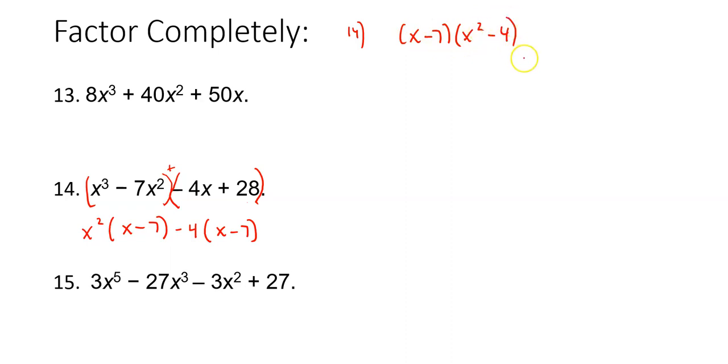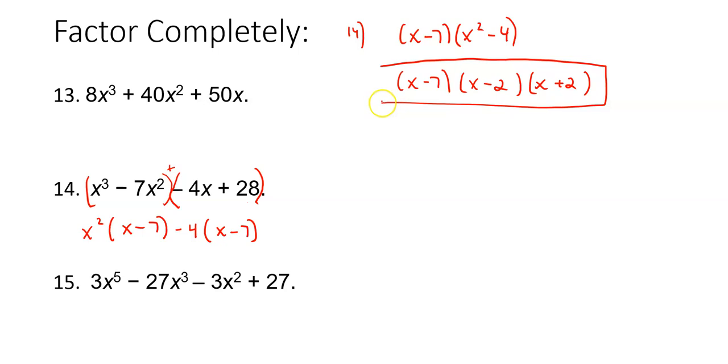Okay, so that's the first good step. Except now, that x squared minus 4 can still factor. So I'm going to keep my x minus 7, and now notice that x squared minus 4 is a difference of squares. So x minus 2, x plus 2. FOIL it back, you'll get back your x squared minus 4. So when I factor this, it's got 3 terms. And there they are.